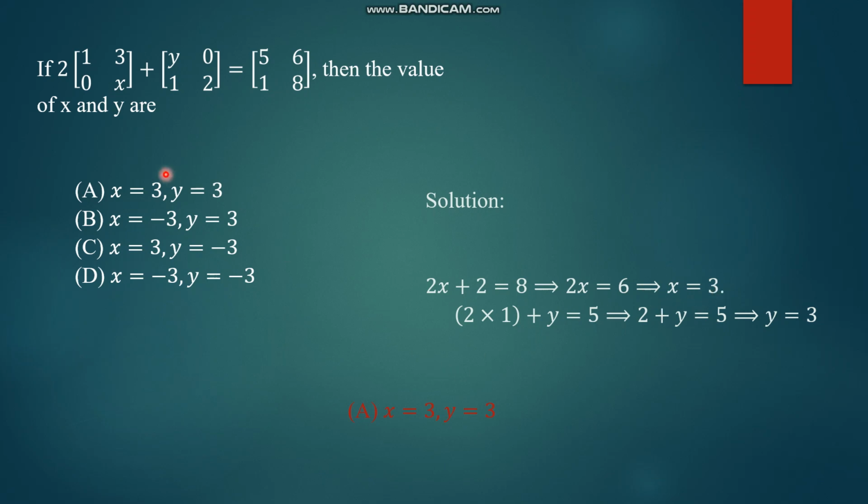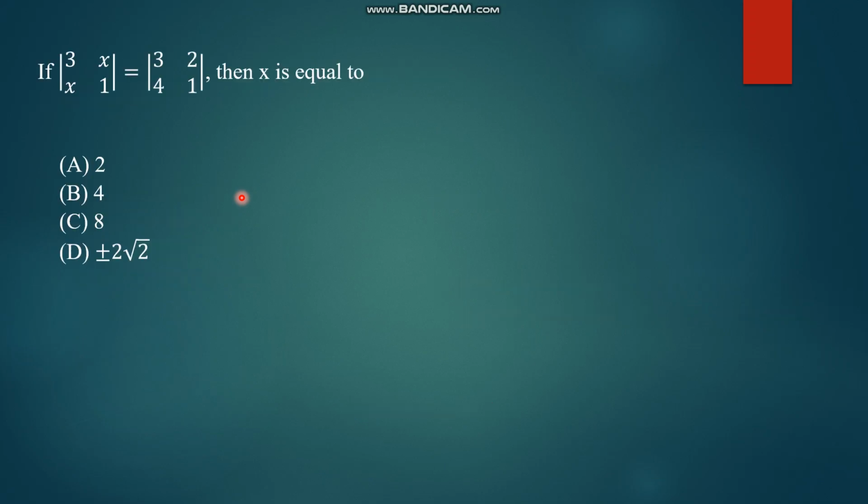And for y, we have to see the first element. So 2 into 1, 2, plus y is equal to 5. When you simplify, you get the answer as 3. So option A, x is equal to 3, y is equal to 3, is the right answer. Next question, you have done this question in the board paper also.